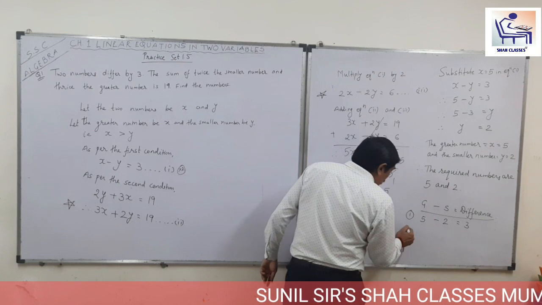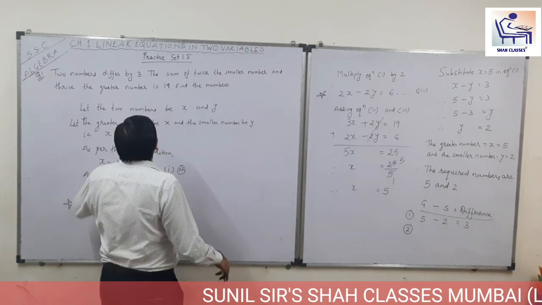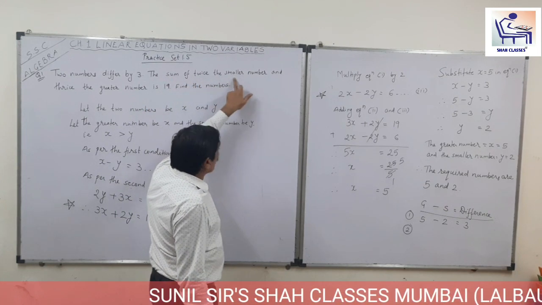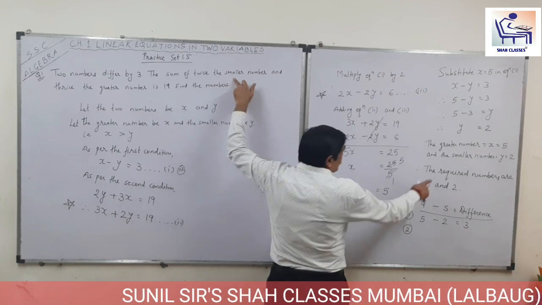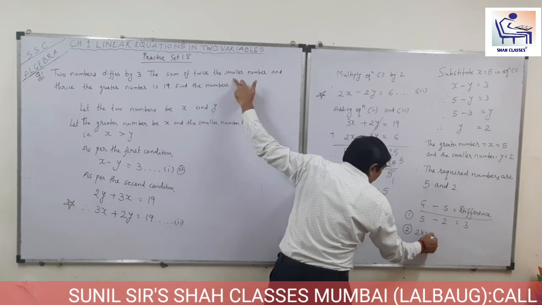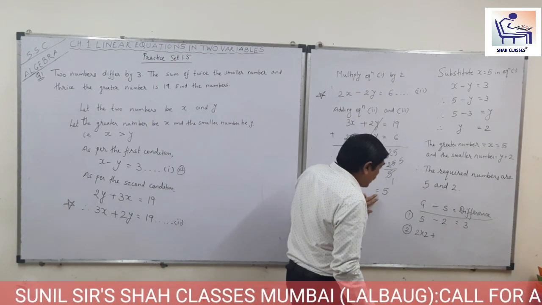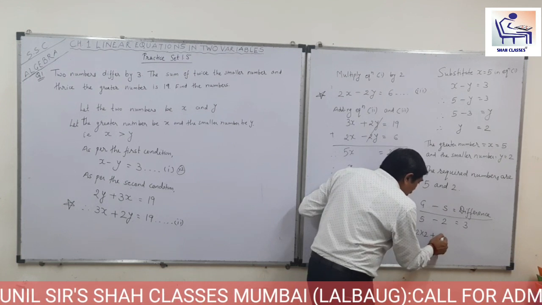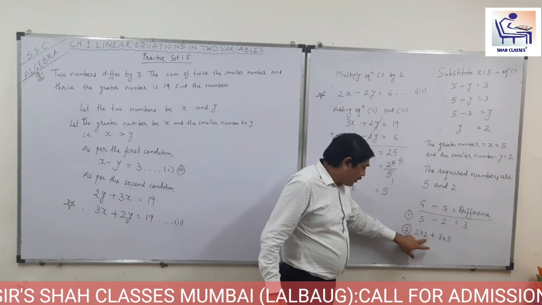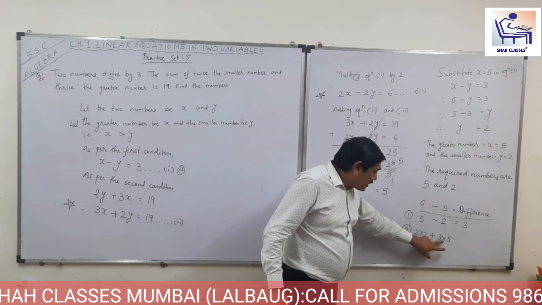But now I want to check with the second condition also, whether I am getting 19 or not. So for that reason, what I have to do? I have to do the sum of twice the smaller number. So 2 into 2 plus and thrice the greater number. So thrice means 3 times and greater number is 5. The sum of twice the smaller number and thrice the greater number.